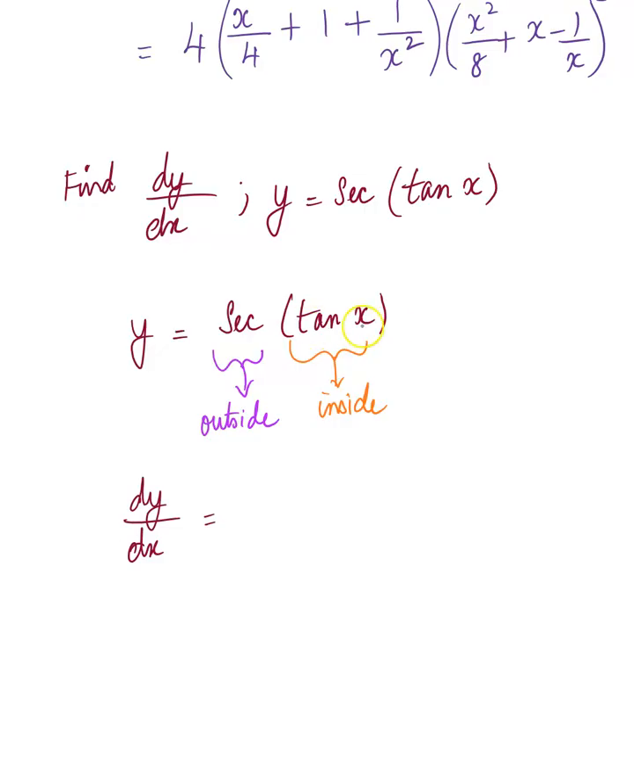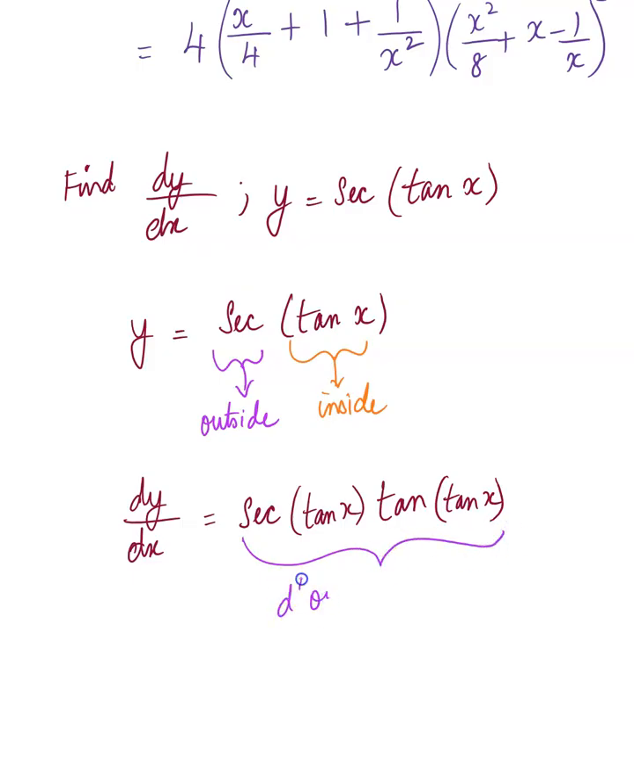But here instead of x, I have tan x itself. So secant x tan x. This is the formula for the derivative of secant. But you want to keep the inside as it is because we do not want to tamper with the inside. So it looks really complicated, but you're just blindly following the instructions.